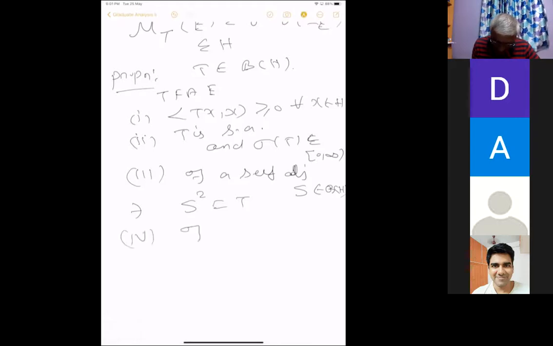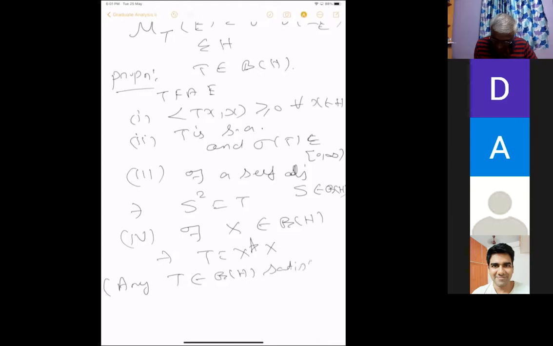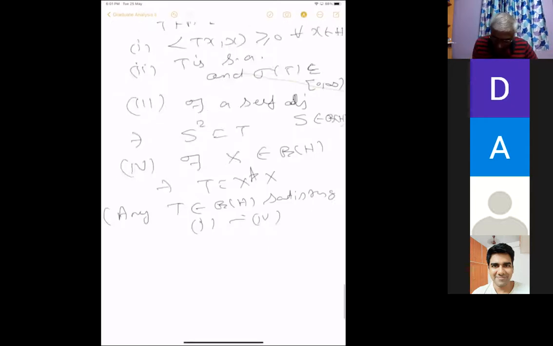Four, there exists an X in B(H) such that T equals X star X. So these are the four conditions which are equivalent. Any T satisfying any one of these conditions, and then of course it should satisfy all of them, is called a positive operator.